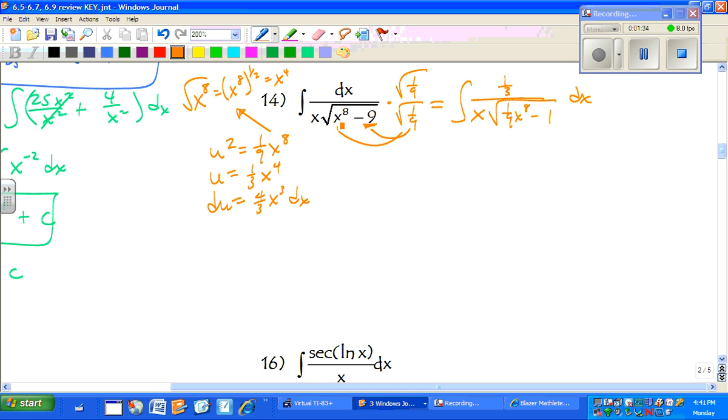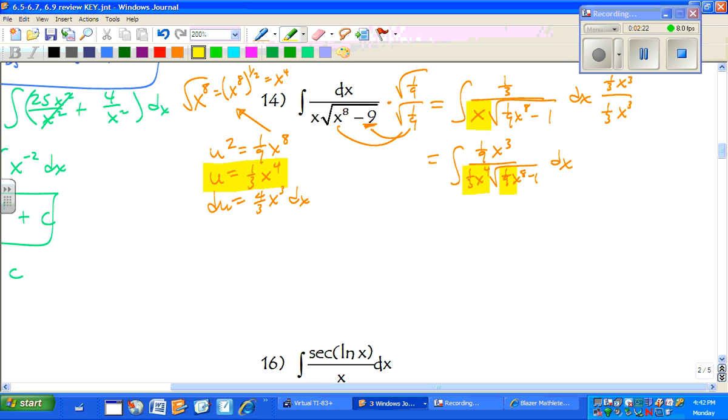So now, with inverse secant, we need to remember that we need to get u taken care of first. This term right here needs to be the same as u. Right now we just have an x, we need 1/3 x to the 4th. So in order to make that happen, we have to multiply the bottom by 1/3 x cubed. And if we do that, we need to multiply the top by 1/3 x cubed. So up top, we end up with 1/9 x cubed all over 1/3 x to the 4th times the square root of 1/9 x to the 8th minus 1 dx.